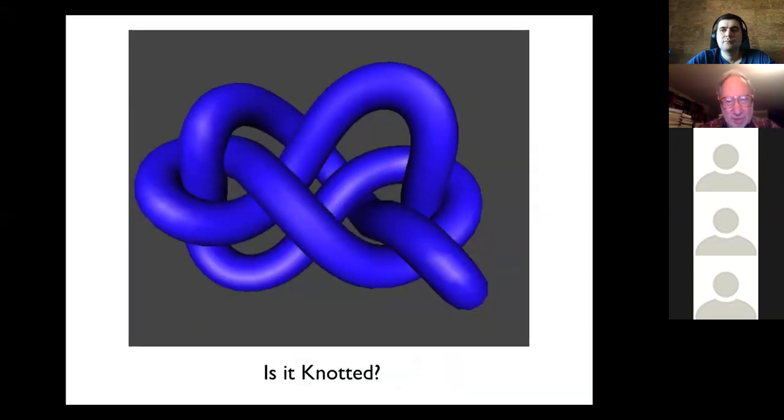So here's a puzzle that I like to give. Is this knotted? You might examine this and maybe jot it down. And a little later, if we still have time at the end of the talk, I will let you know what the answer to this question is.